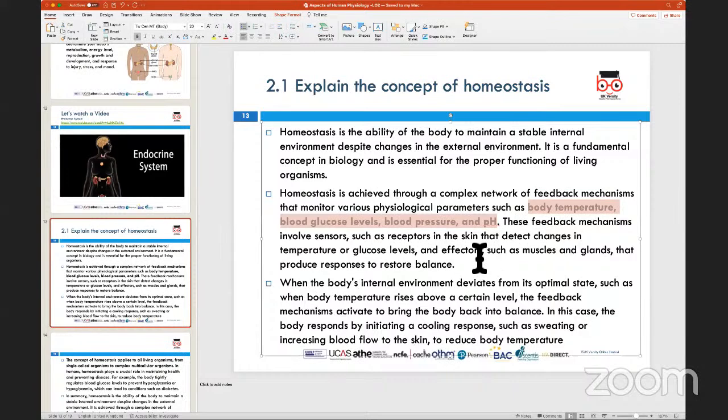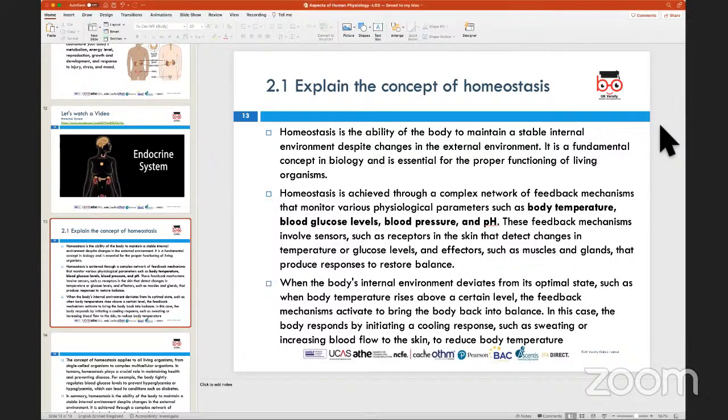One is the definition of the word homeostasis, which is the ability of the body to maintain a stable internal environment despite changes happening in the external environment. So this is fundamental to the function of the human body or any living organism. That means this is the body's mechanisms to basically ensure that it is able to work in a way that allows it to control and maintain some of the internal functions of the organ and organ systems.